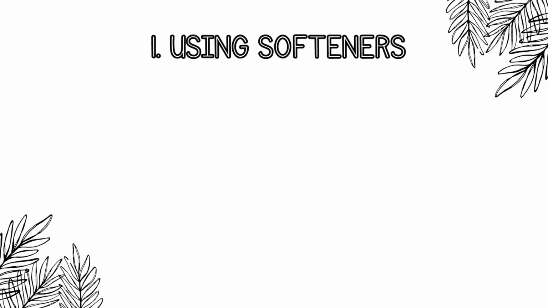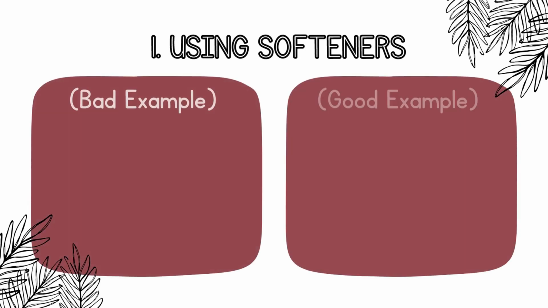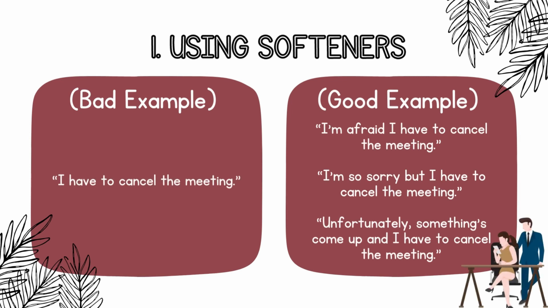1. Using softeners. Bad example: I have to cancel the meeting. Good example: I'm afraid I have to cancel the meeting. Or, I'm so sorry but I have to cancel the meeting. And unfortunately, something's come up and I have to cancel the meeting.